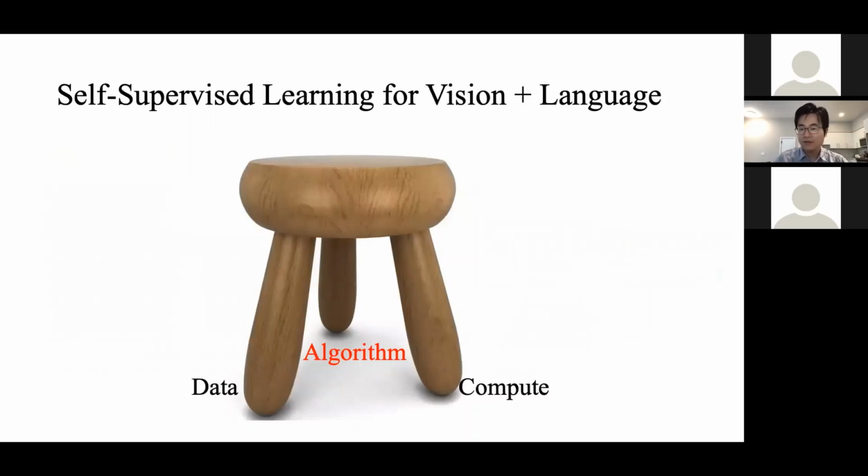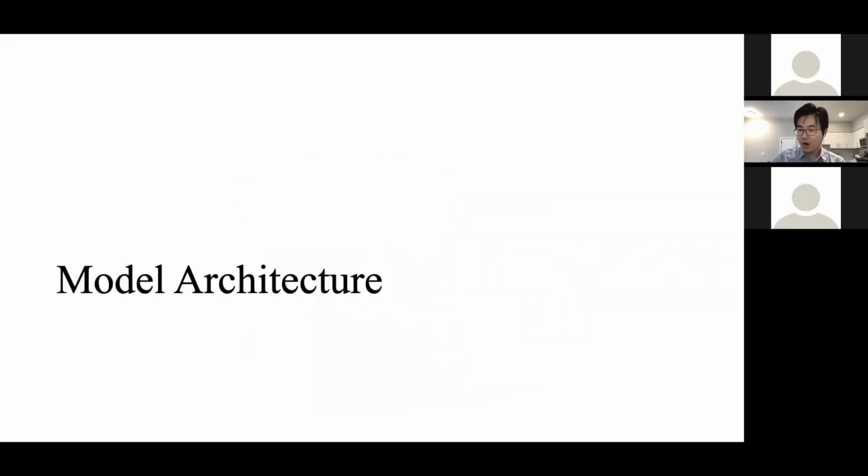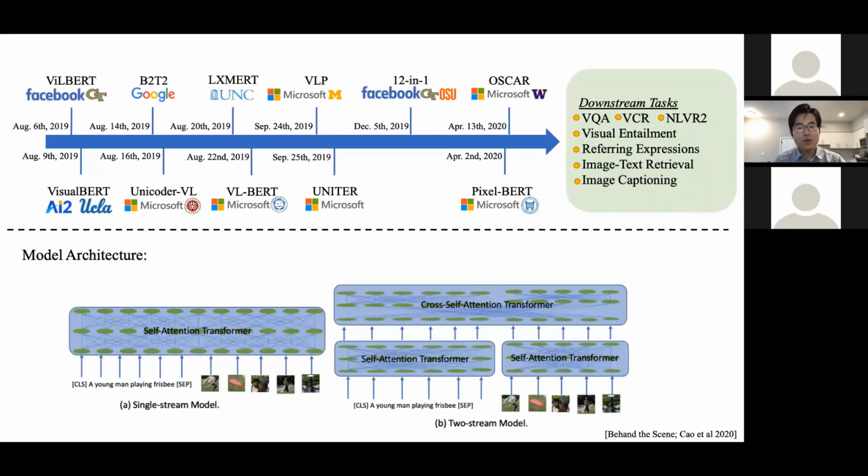All right, we have talked about the pre-training data. Let's now discuss the algorithm, which is the model and the pre-training tasks. We first look at the model architecture. Although there are quite a few works in the past half year, we could simply categorize them into two lines of works. One is single stream model, and the other is two-stream model.